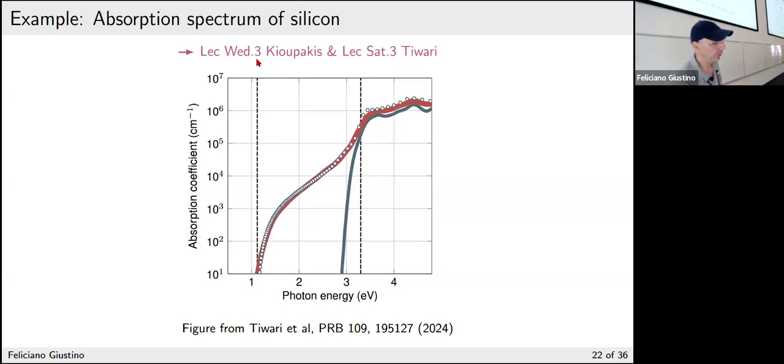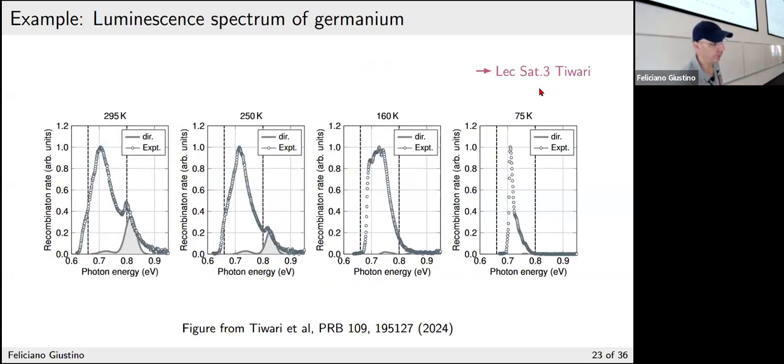And this is going to be covered on Wednesday by Emmanuel Kupakis and also on Saturday by Sabyasachi Tiwari. So just as another example, I want to mention a more recent development, which is about not just the absorption, but also the luminescence. In some materials, luminescence needs phonons to happen. So this is the case of germanium. Germanium basically is an infrared detector and can be used as an infrared emitter.